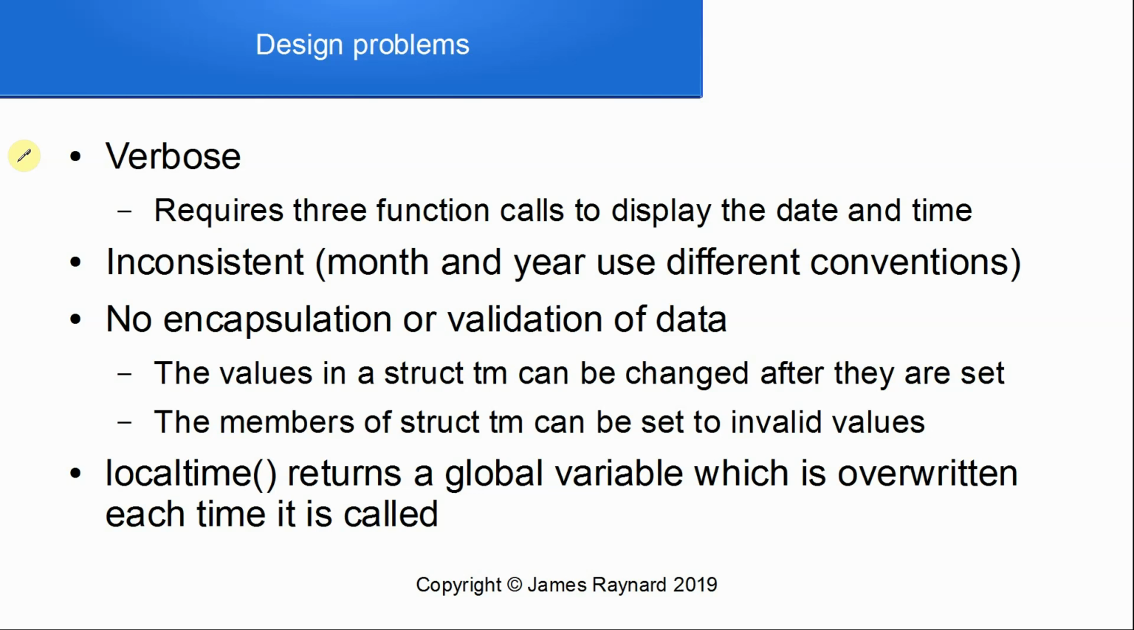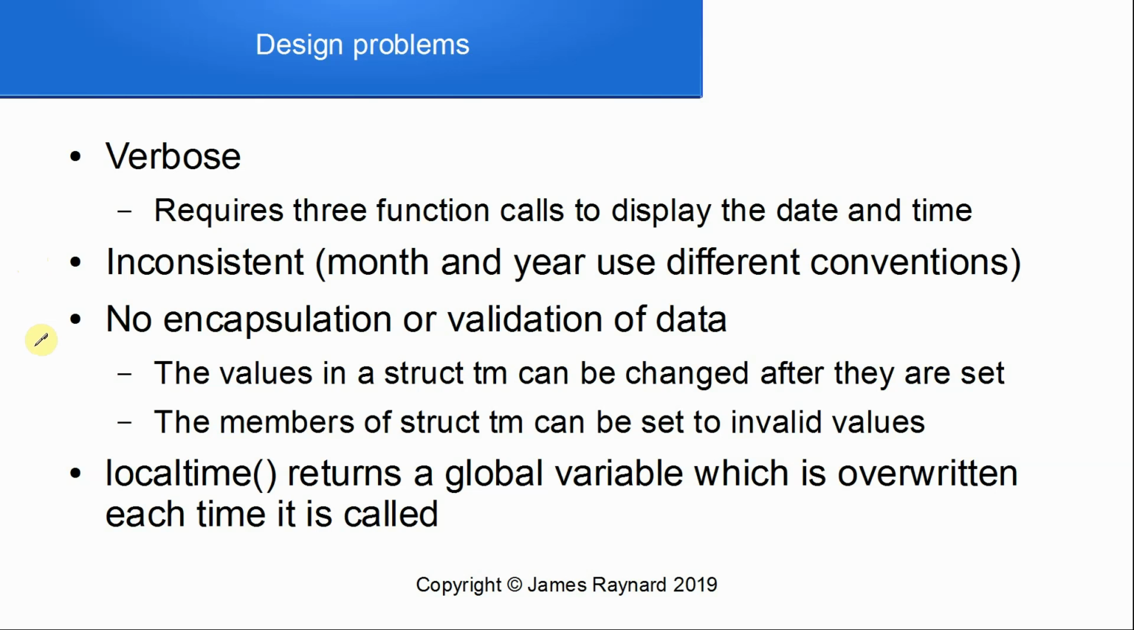Okay, so as you can see, there are quite a few problems with this design. The first one is that it's verbose. If you just want to display the time and date, you have to call 3 functions. You have to get the time, then you have to call localtime or gmtime, and then you have to call asctime or strftime. The data formats are inconsistent. The month and the year use completely different conventions from all the other fields in the struct tm.